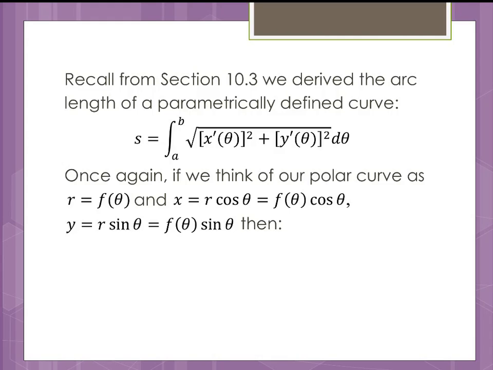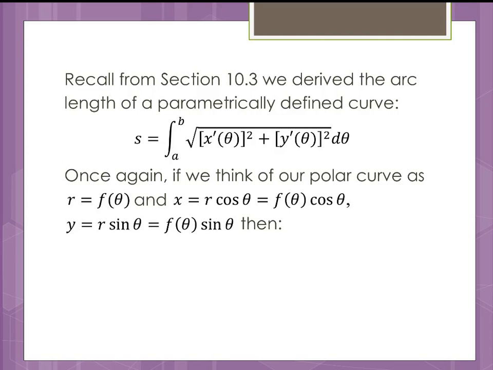So we're going to do the same thing that we did last time, where we use this information to create the same thing for our polar coordinate system. So our r value is f of theta, and then x is r cosine theta. So if we replace the r with f of theta, we get that x is equal to f of theta cosine theta. And we can do the same thing for y. Y is r sine theta, and if r is f of theta, we get that y is equal to f of theta sine theta.